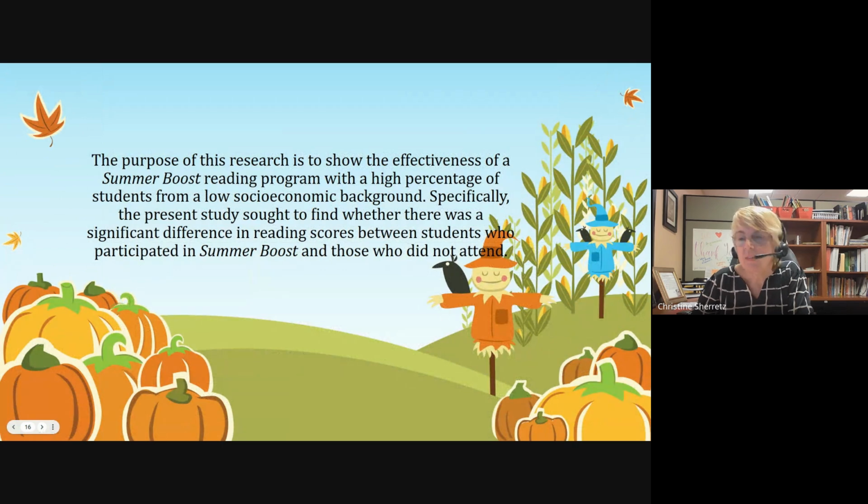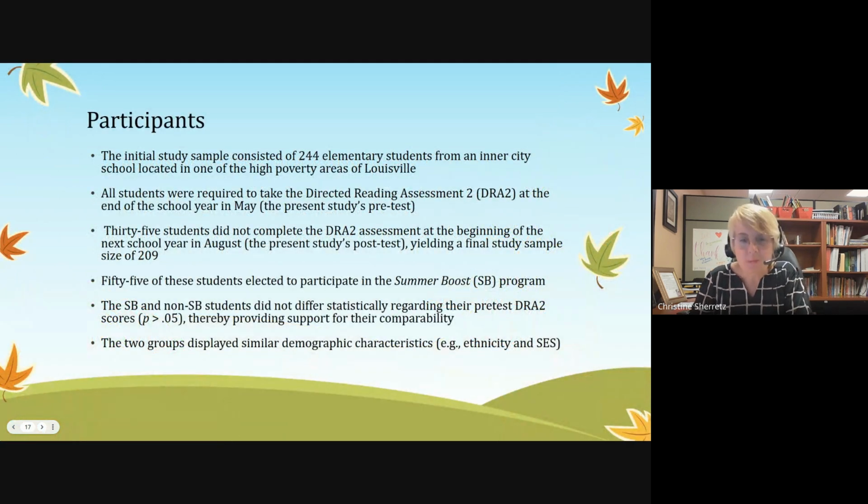The purpose of this program was to show the effectiveness of the summer boost. So how did I do that? Well, we had 244 elementary students from a very low, high poverty area. The students all took the directed reading assessment, the DRA, at the end of the year in May. At that school we did beginning, middle, and end of the year. We did have some students that attended summer boost that did not take the DRA, so we had to consider that. We had more than 55, but we had 55 in the summer boost that we had data for.